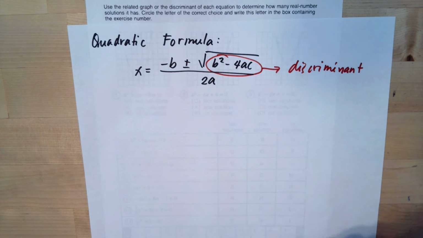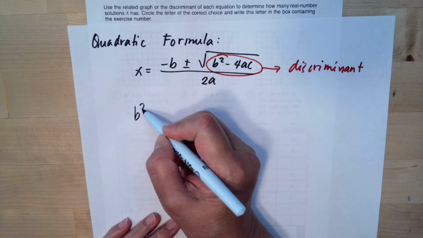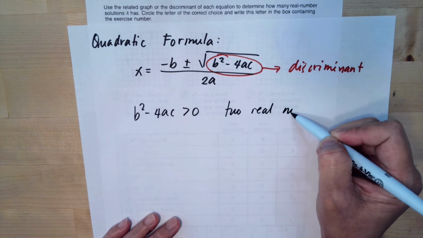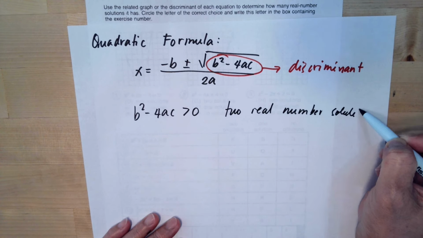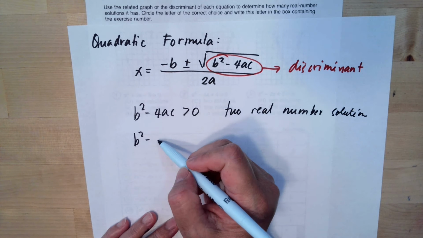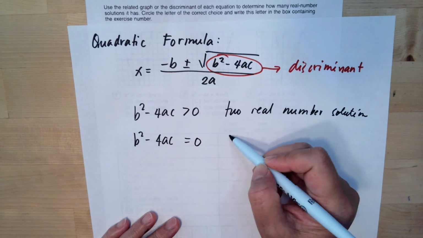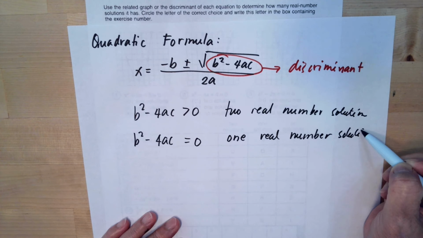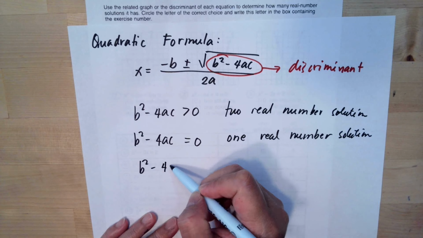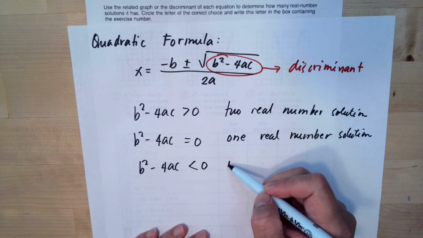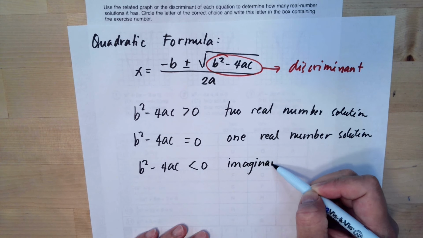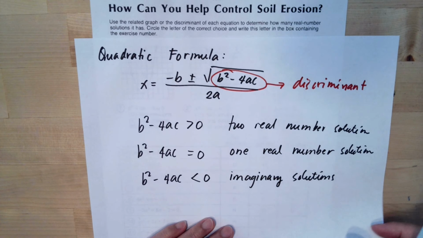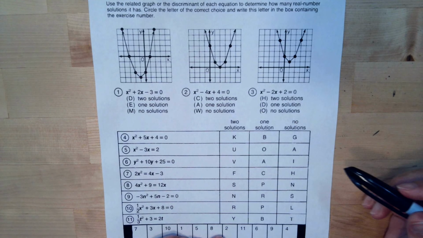Now, if your discriminant is greater than 0, so b squared minus 4ac is greater than 0, then you will have 2 real number solutions. If your discriminant b squared minus 4ac is equal to 0, then you have 1 real number solution. If your b squared minus 4ac is less than 0, meaning you have imaginary solutions. Now, let's discuss number 4 to 11.